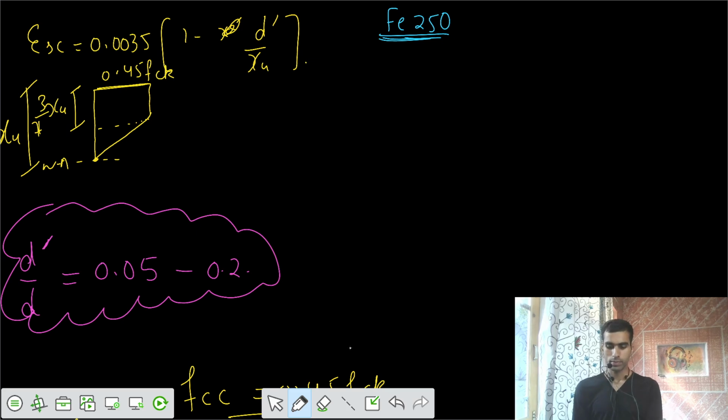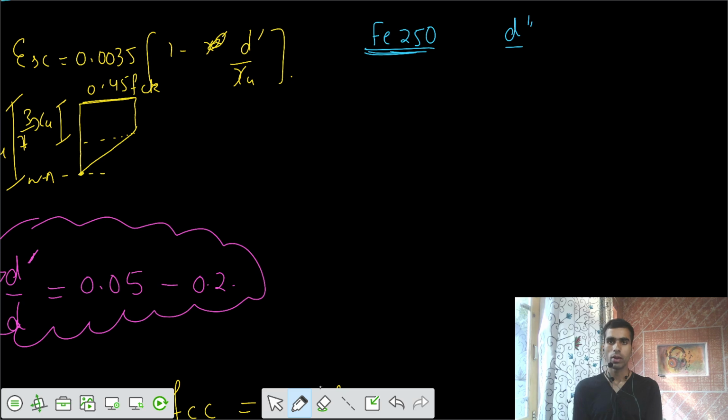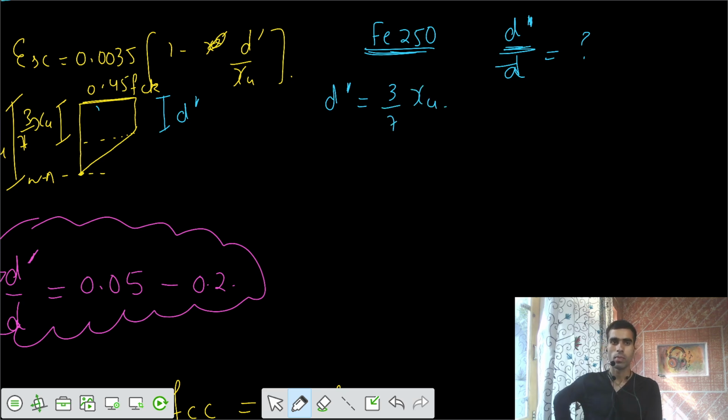If you ask what is the value of d dash by d, let's take a critical value where d dash is somewhere here. Let's say that d dash is equal to 3 by 7 of XU, 3 by 7 of XU.